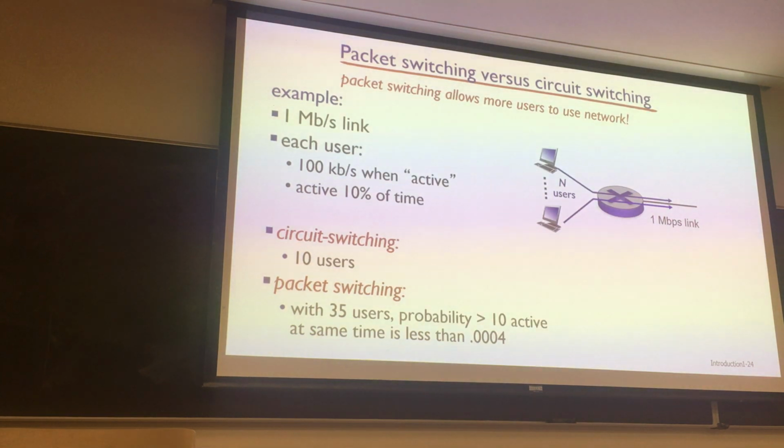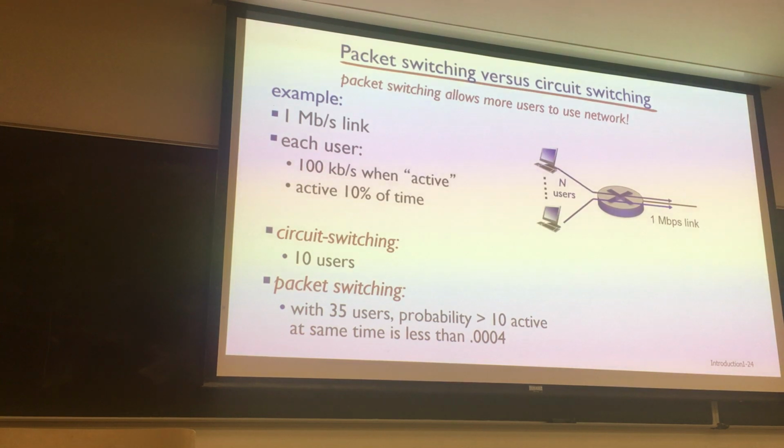So let's walk through a few examples to get a concrete idea of the pros and cons of packet switching versus circuit switching. Let's say you have a link. The transmission rate, the bandwidth, is 1 megabit per second. And then you have a few users. When they are active, they will send messages at the rate of 100 kilobits per second. But they are only active for 10% of the time.